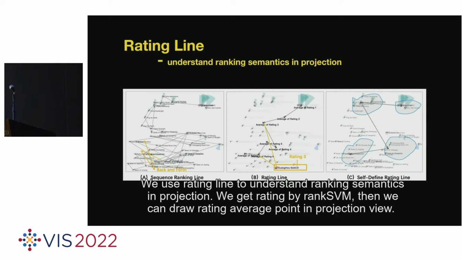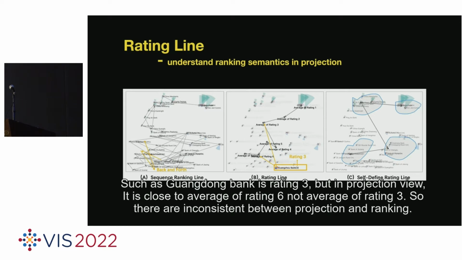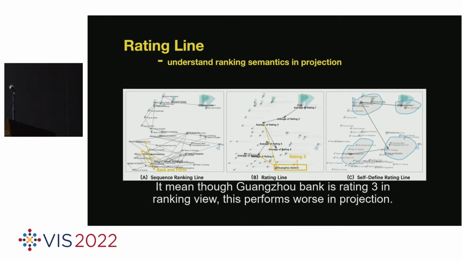We use the rating line to understand the ranking schematic in the projection view. We get the ranking by rank SVM, then we can draw the rating average point in the projection view. For example, Guangzhou Bank is rating 3, but in the projection view it is close to the average of rating 6, not the average of rating 3. So there are inconsistencies between projection and ranking. It means though Guangzhou Bank is rating 3 in the rank view, its performance is worse in projection.